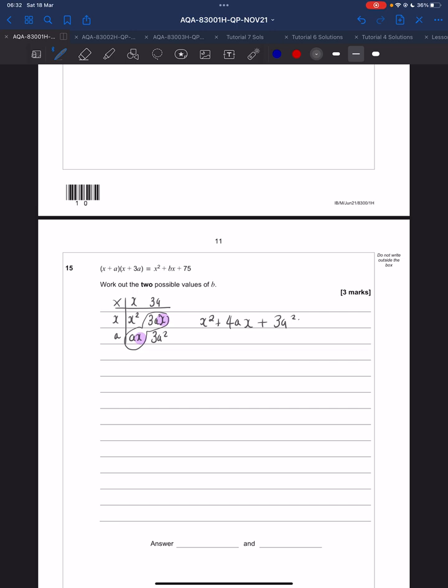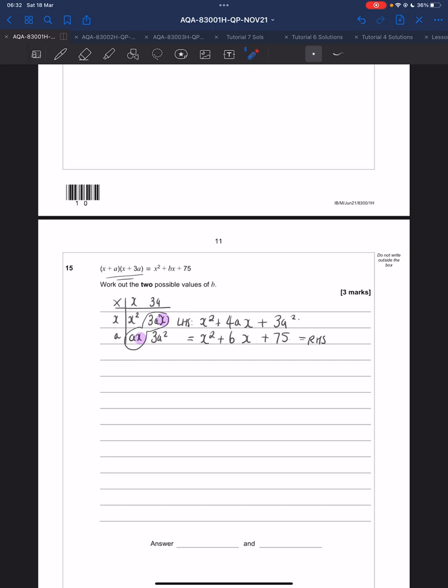Okay, work out the two possible values of b. So this is the left-hand side here, and this is equal to the right-hand side: x squared plus bx plus 75. So this is the clue here. Because x squared is x squared, they match up. 4a is equal to b. We need to work out b, so we need to work out a, and then we can work out b. We can work out a from here.